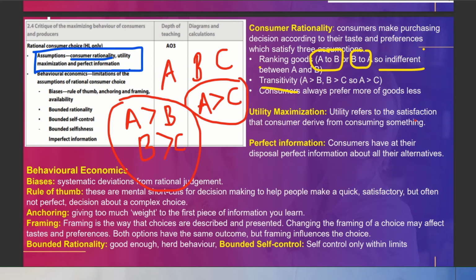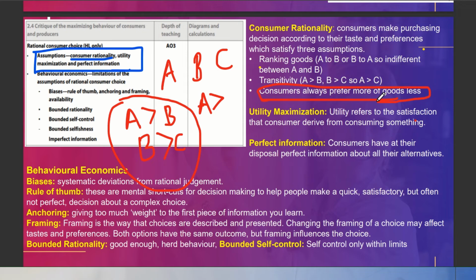And the next one is that consumers always prefer more to less. This is another common behavior. For the same price, whoever gives more goods, the consumer will buy from them, not where the amount of goods is less. So consumers will always prefer more goods than less. These are the rational behaviors of consumers. They are taking decisions based on taste and preferences. This is based on these three assumptions.